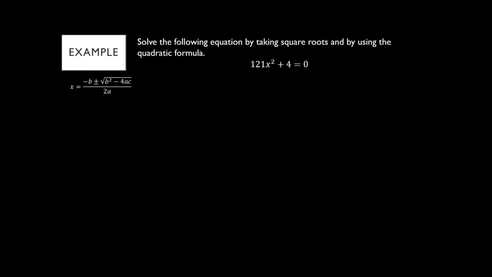So, second example, this one we're going to solve by taking square roots and then with the quadratic formula. So again, you can see how you can use it in different situations. So we've got 121x squared plus 4 equals 0. So I'm going to do square roots on the right.